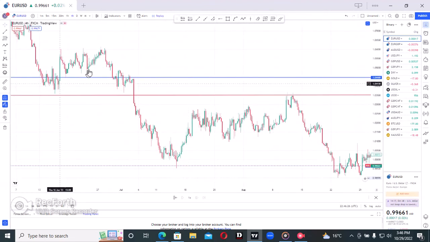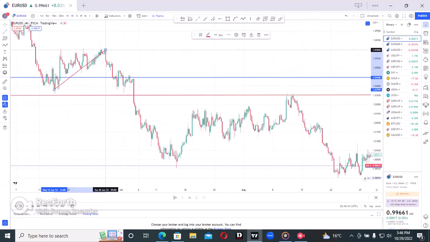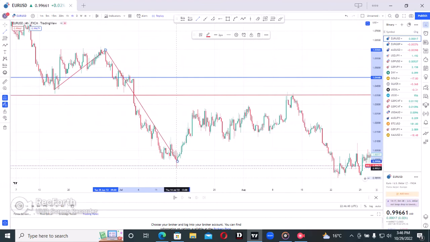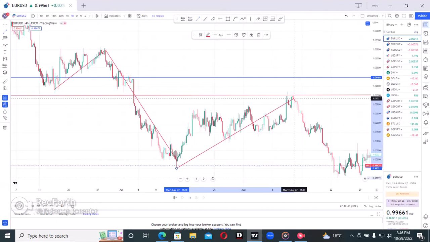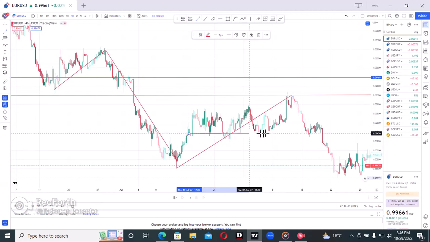I want to show you something right here. From here to here, look closely guys, we are moving in the uptrend. From here to here, this is the down trend, and from here to here we are moving up, you see. But from here, if we want to draw this channel right here, you can see that this market is moving in the sideways. This is the sideways market or ranging market.